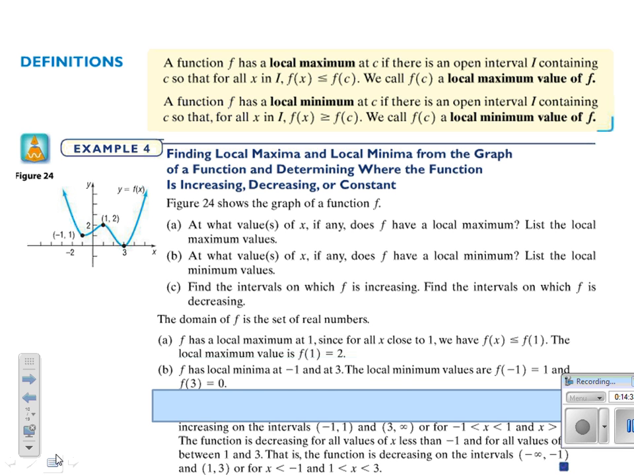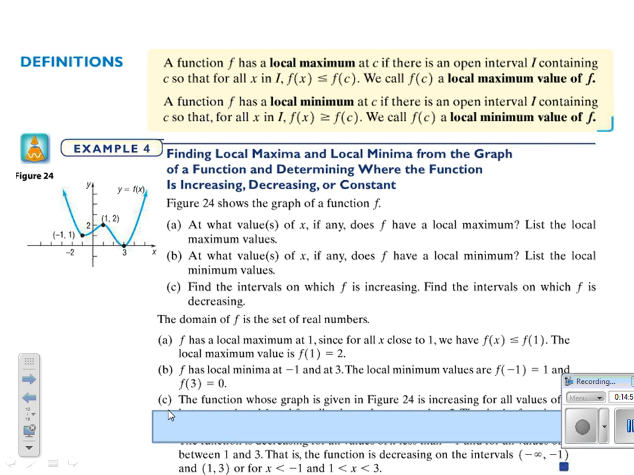So the x values that have a local minima are negative 1 and 3, and they happen at f of negative 1 is 1 and f of 3 is 0. And let's look at our increasing, decreasing intervals.